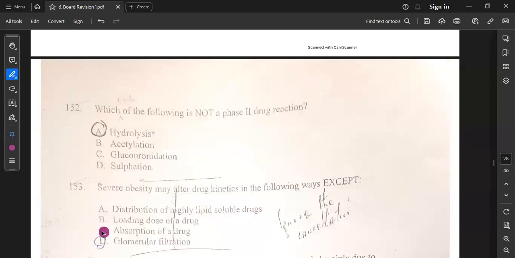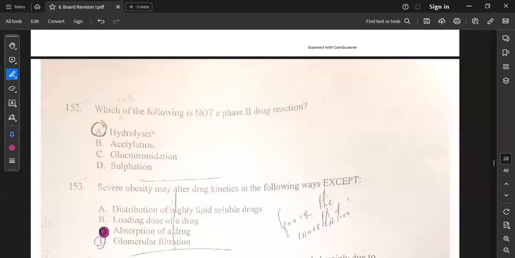Let me just read what she has shared. Okay. She has shared that absorption and bioavailability are not altered by obesity. I think the correct choice is absorption. Absorption. Yeah, absorption would make more sense.